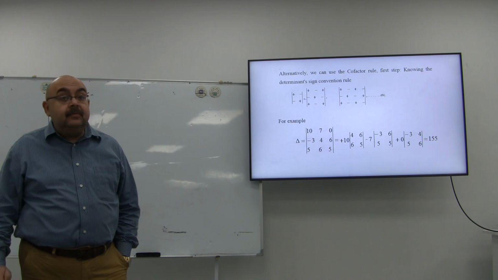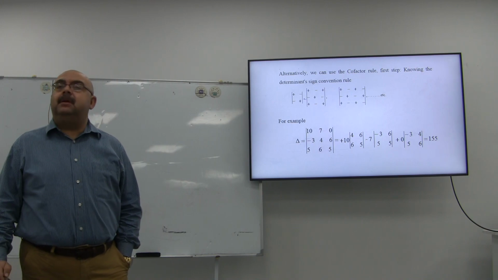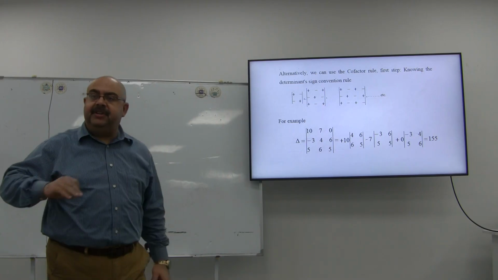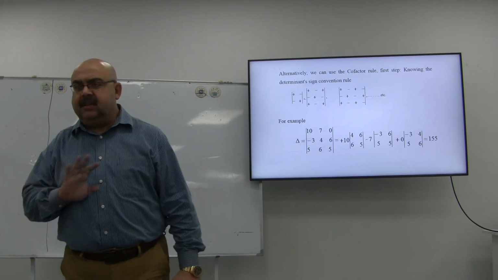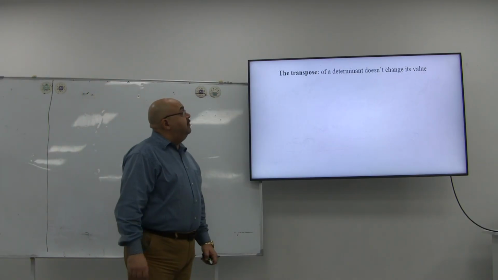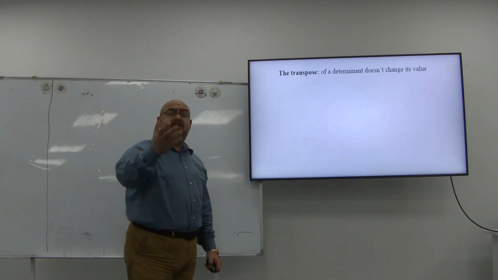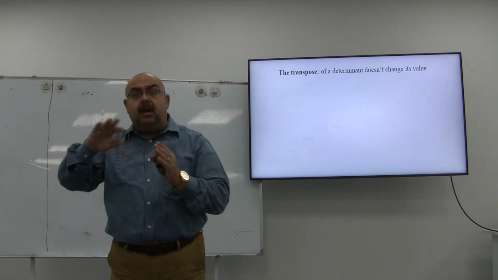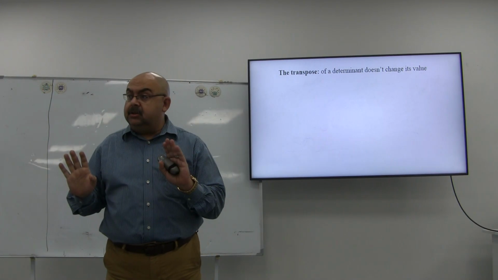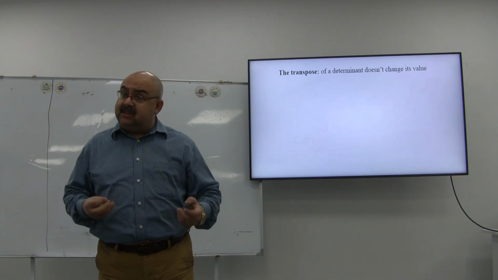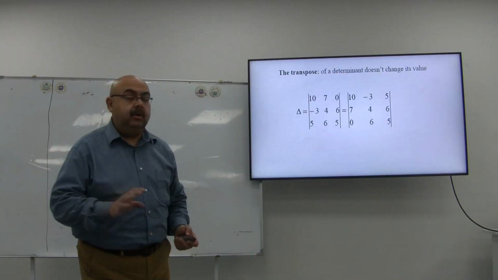Let's go back step by step. So first of all, I'm very good at evaluating 2 by 2 and 3 by 3. It's done. The transpose of a determinant. What's the transpose? Replacing rows into columns and columns into rows. That's a transpose. One of the properties related to determinants is that it's not going to affect the value.